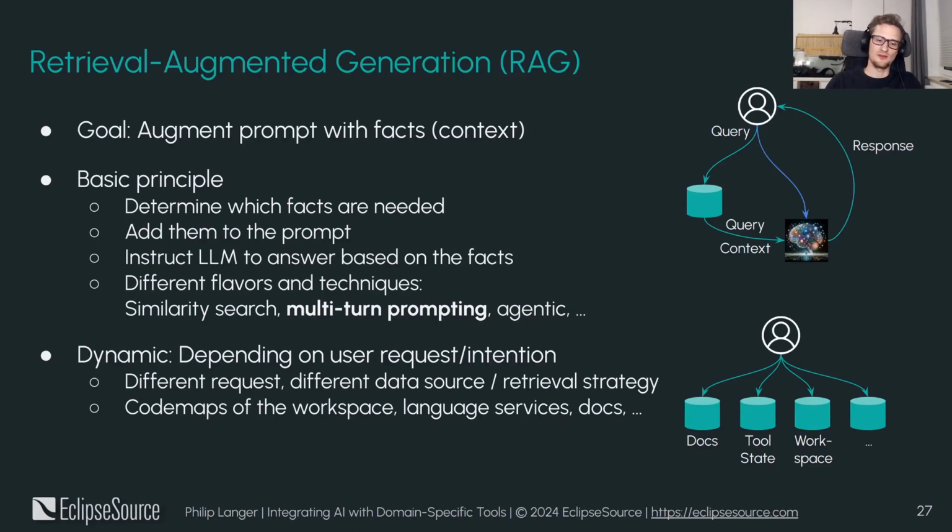Basically, why multi-turn prompting is very popular in AI tool integrations is because very often we have very different sources of context. For instance, there could be documentation about a framework, about a tool or whatever. There can be the tool state that is relevant. There can be the workspace that is relevant. And that really depends on the user request, right? Which of those are relevant.